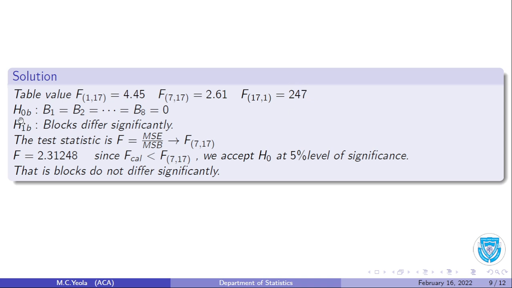So we write the hypothesis for blocks: H naught B is B1 equal to B2 equal to B8 equal to 0, and H1B is that blocks differ significantly. The test statistic is F equal to MSB upon MSE, which follows F with (7, 17), that is this value here. The calculated value is 2.31. Since F calculated is less than the F table value, we accept H naught at 5% level of significance, that is, the blocks do not differ significantly.